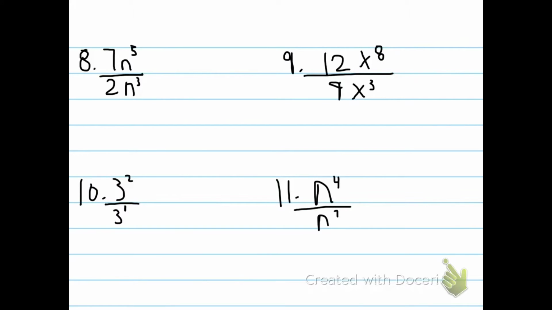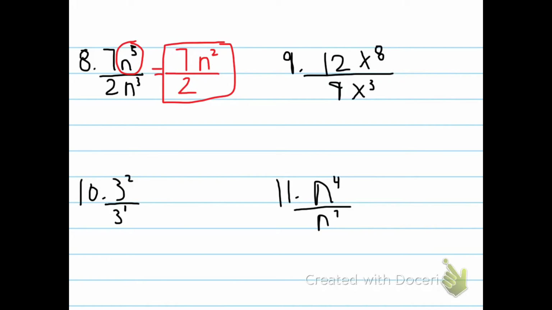Grab some paper, pause this video, and try doing these problems on your own. So for number 8, you can't simplify anything, so just leave it 7 over 2. And then 5 minus 3 is 2. And remember, since this side has more exponents, make sure you put it on the top. So it's n squared. So this is your final answer.